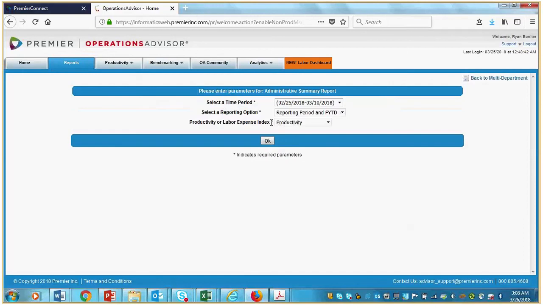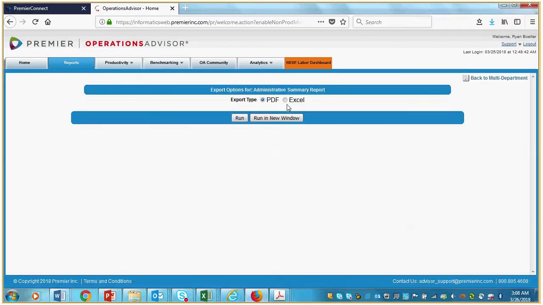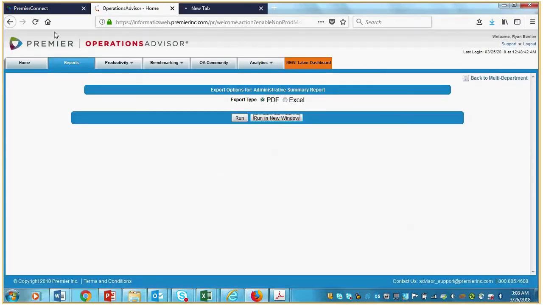But let me go ahead and finish that out. We can choose between current period and year-to-date or reporting period and year-to-date, and we can choose our time periods. Choose OK. This one could be run in Excel if we wanted, and then we run that report. Now that one may take a few more seconds because there's a lot of departments in that roll-up, but it should run momentarily. So that's the Home tab and the Reports menu.